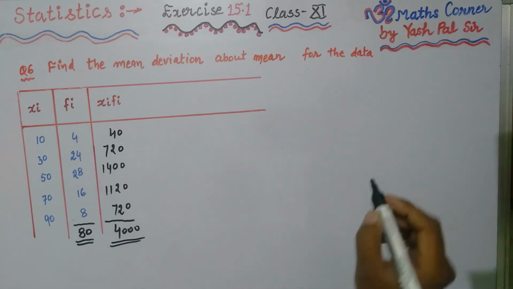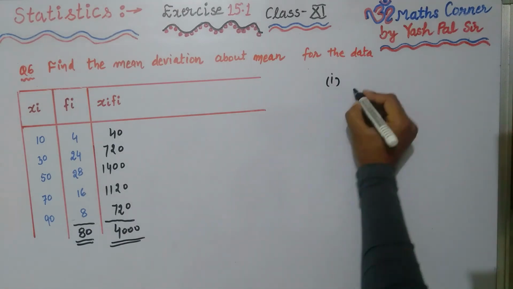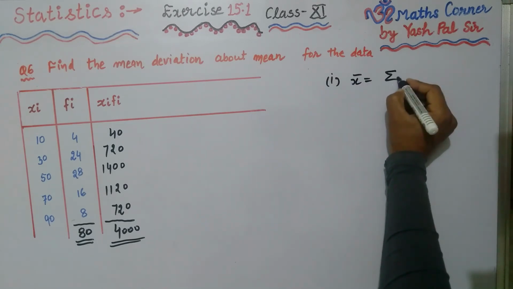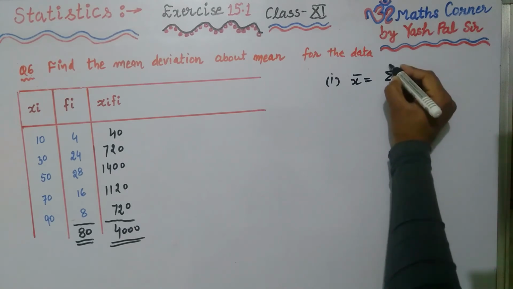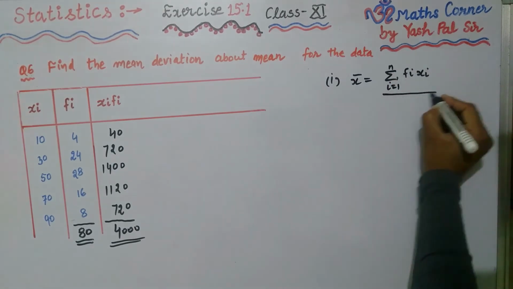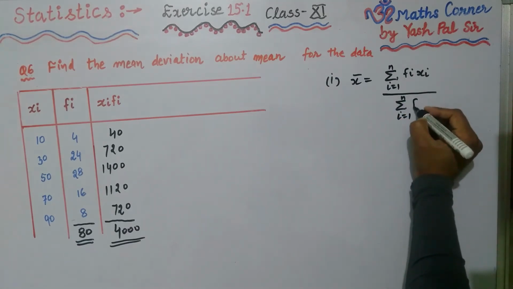So first of all, what we find is the mean x bar. The formula is summation i equals 1 to n of fi into xi, whole divided by summation i equals 1 to n of fi.